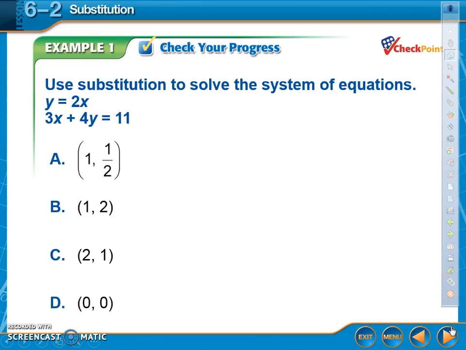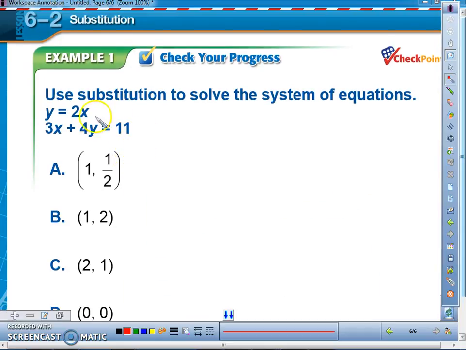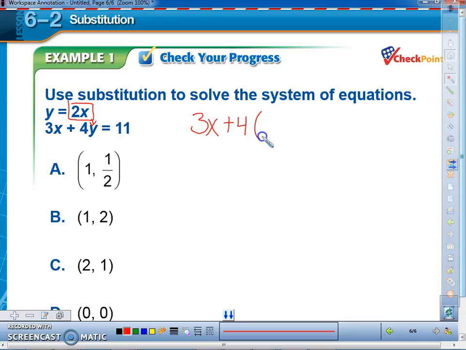There you go. All right, so we're going to use substitution to solve this system. I'm going to go ahead and get it to where we can write on it here. Y equals 2x. Substitution is great if you're given a system where one variable is already solved out. So now all we're going to do is put that into this y right there. 3x plus 4 times 2x equals 11.